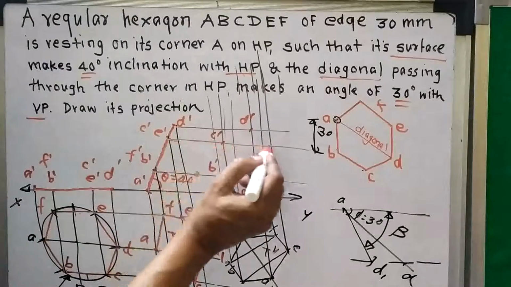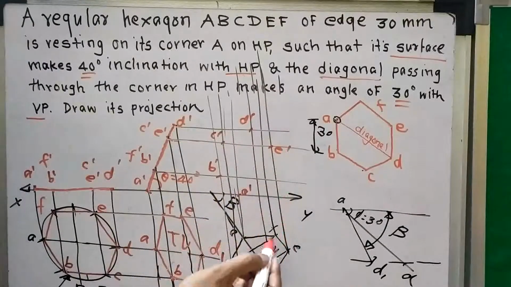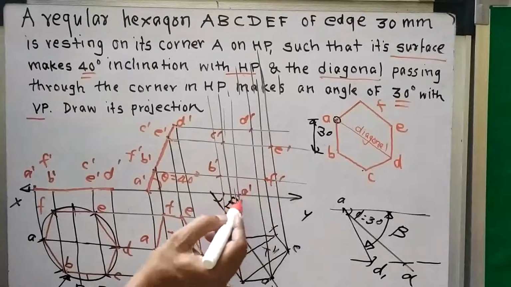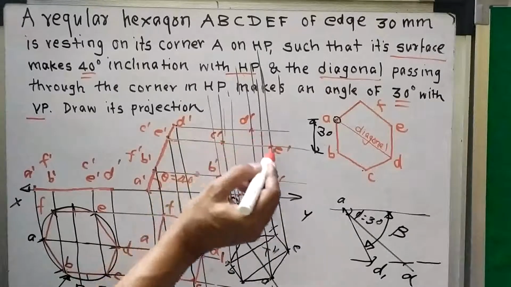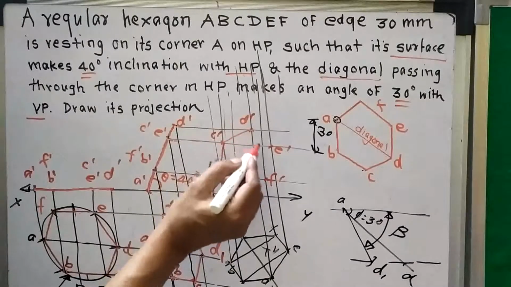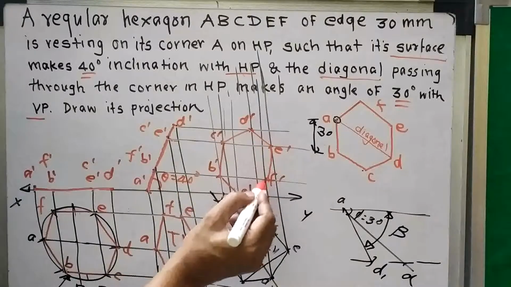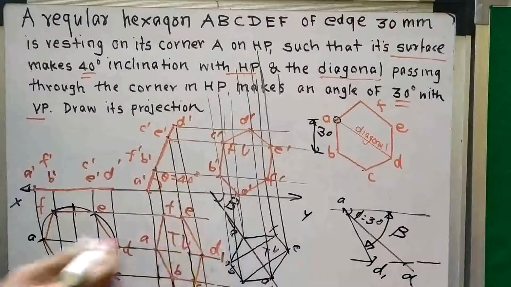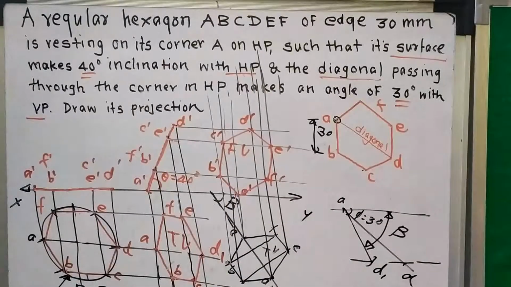E with this E, E dash. This is F with this F line, F dash. So I got A dash, B dash, C dash, D dash, E dash, F dash. Join this, and you will get the front view. So this way you can complete this problem.